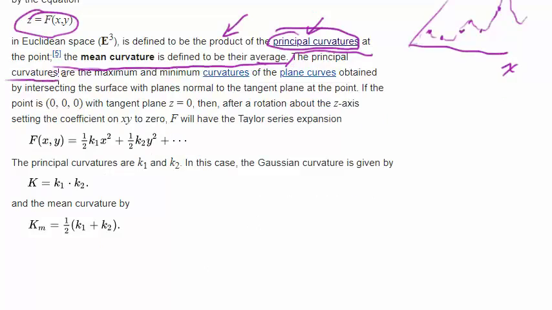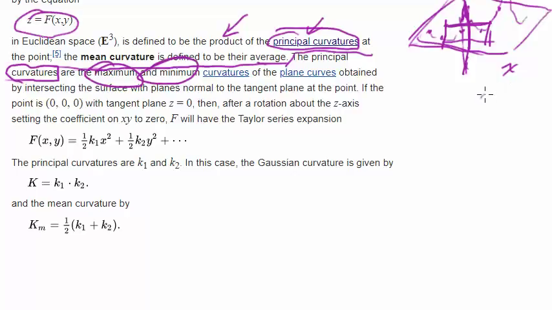And the principal curvatures are the maximum and minimum curvatures of the plane curves obtained by intersecting the surface with planes normal to the tangent plane at this point. So something like this and this, maybe. Imagining something like that. Do those two planes need to be obtained by intersecting the surface with planes normal to the tangent plane at the point? The tangent plane is the x, y plane. So that's the Euclidean space.